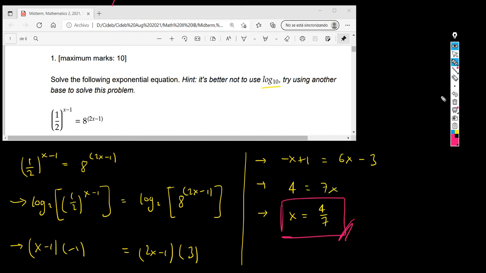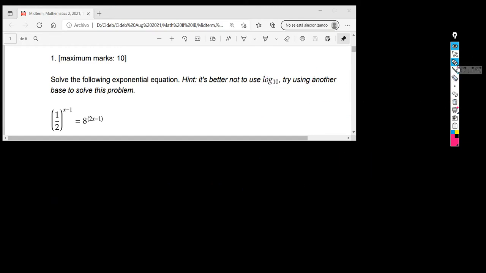Now, how can I do the same thing in logarithm base 10? Let's try that out. I want to convince you that you can use any logarithm: logarithm base 10, logarithm base 3, logarithm base 27. It doesn't matter. And I'm going to convince you of that. I'm going to write the same thing: 1/2 to the x minus 1 equals 8 to the 2x minus 1.